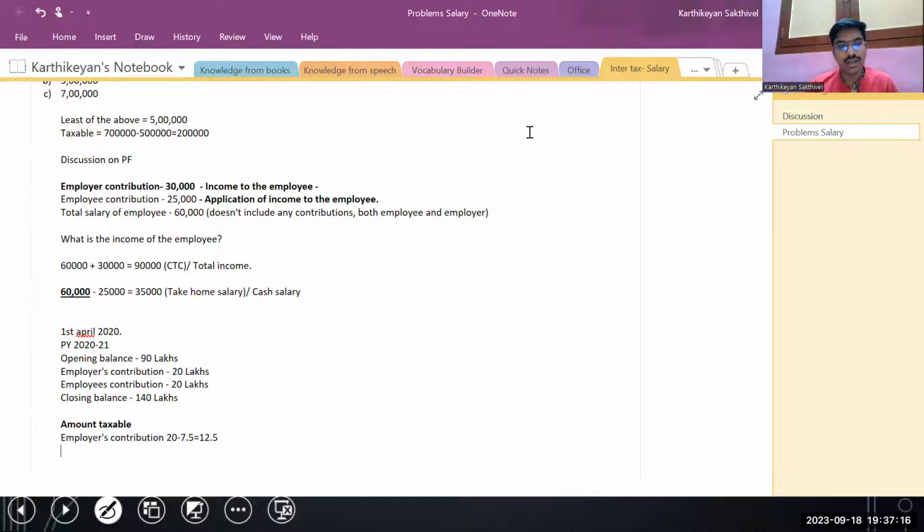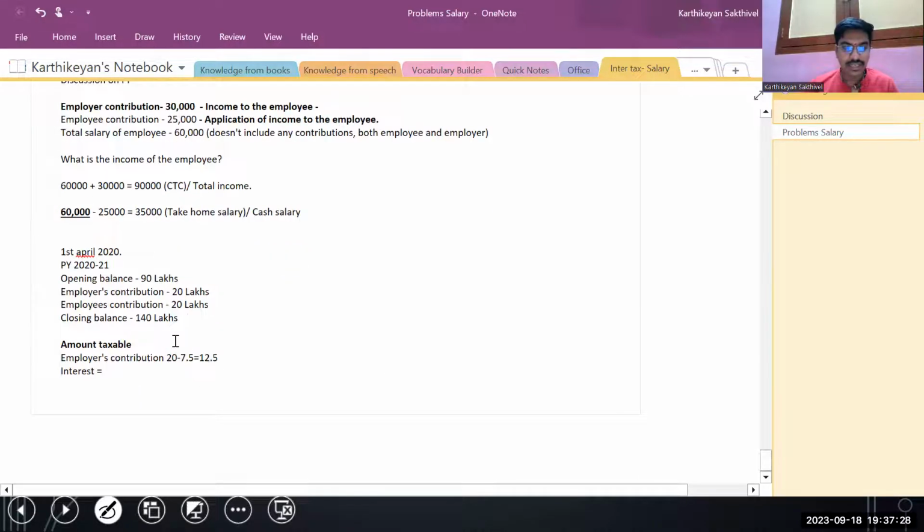12.5 lakhs taxable. இப்போ இந்த 12.5 lakhs உடைய இன்ட்ரெஸ்டும் taxable. Correct? Yes, sir. இப்போ interest rate நம்ம கண்டுபிடிக்கணும். So basically interest வந்து 10 lakhs divided by 90 plus 40, 230 divided by 2. 230 divided by 2, 115. Correct? Is it correct? Yes, sir. So the rate of interest is 0.087.